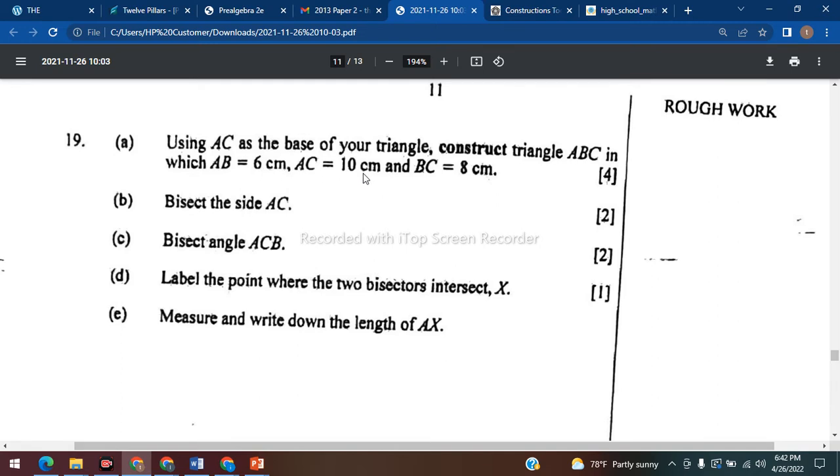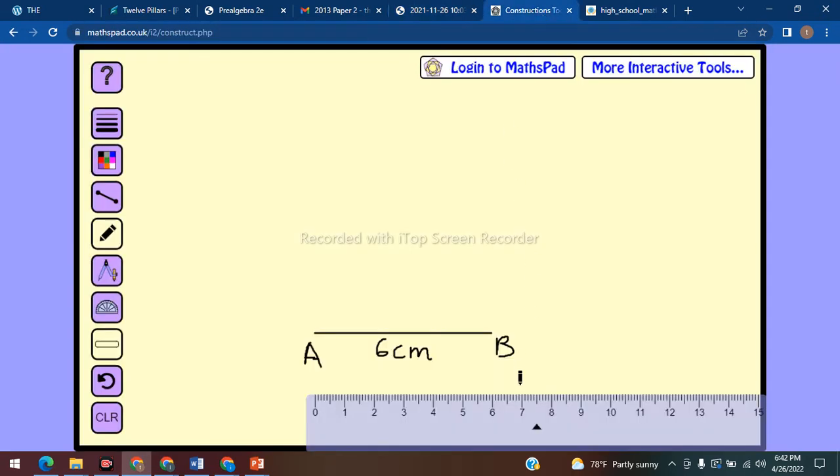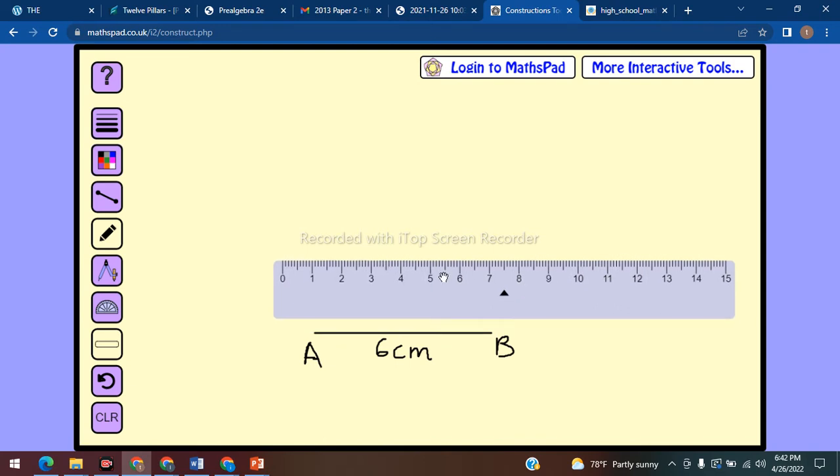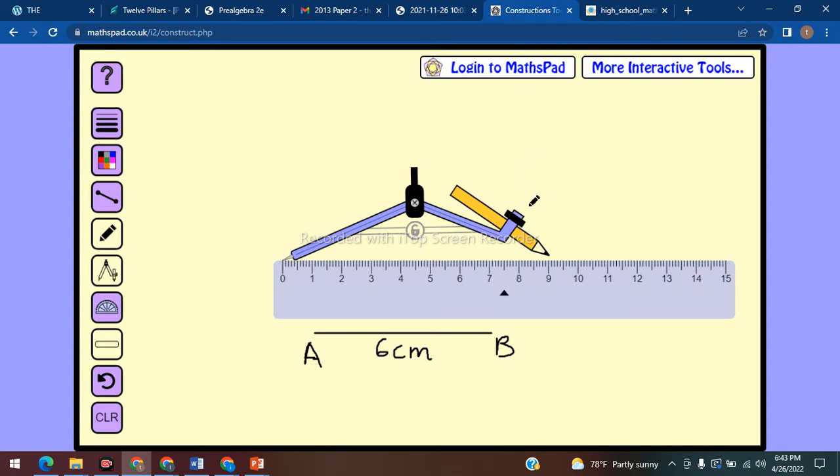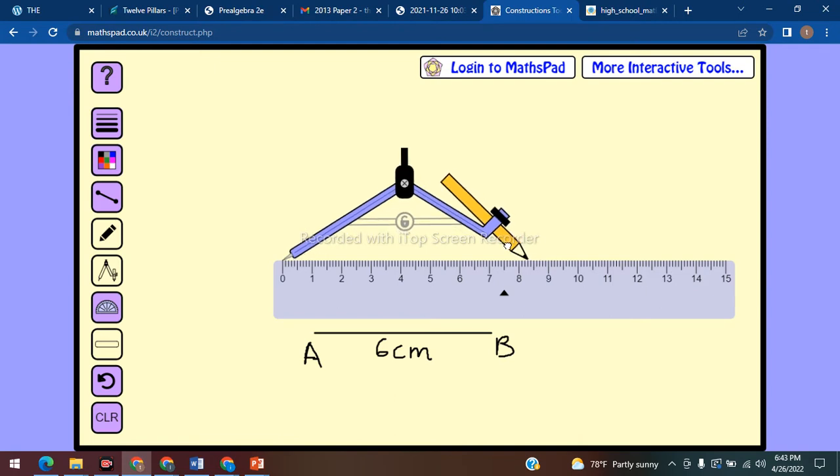And then we have AC, which is 10, and BC, which is 8. So AC needs to go 10 centimeters. On your ruler, measure out 10 centimeters. Can we reach the 10 centimeters? Can't reach the 10 centimeters, too long. AC is 10. Let's do BC then. BC is 8. Let's do 8 centimeters.